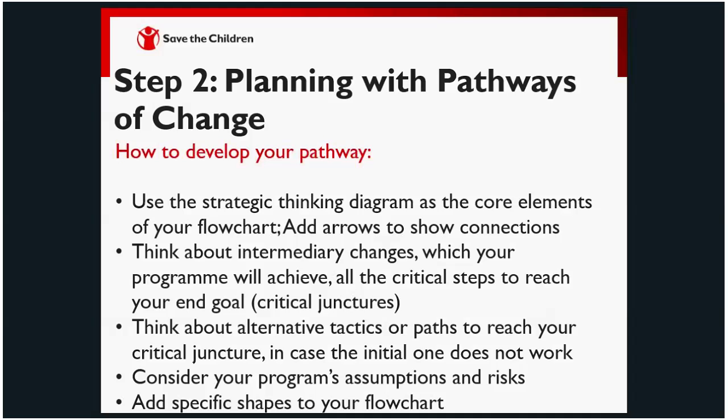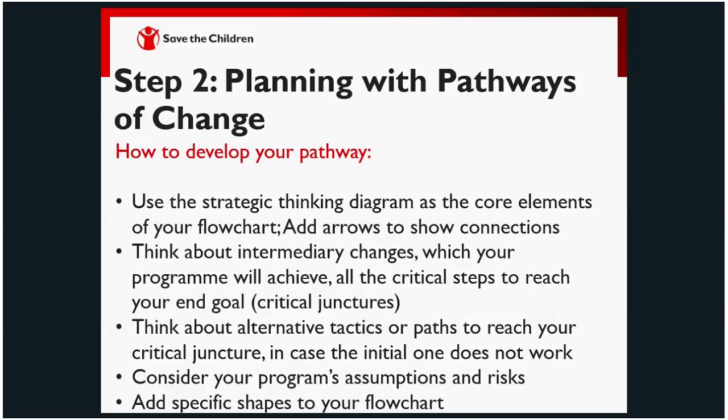from the onset. Think about alternative tactics or paths to reach your critical juncture in case the initial one does not work. So when you're planning the program and developing your pathway, you need to take into account, okay, this is our strategy, but if this doesn't work, then we need to do something else. And what is that something else? So you plan it accordingly. It's like if plan A doesn't work, you have a plan B to work on. Or if you need to adapt, what is it that you need to adapt?